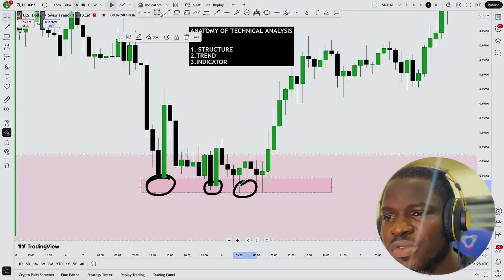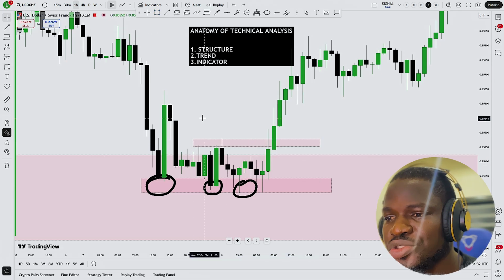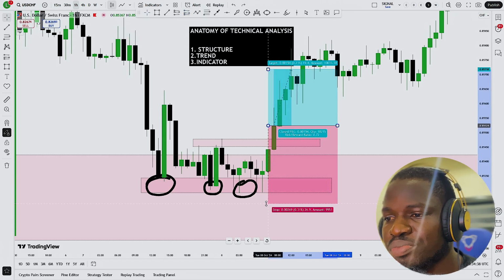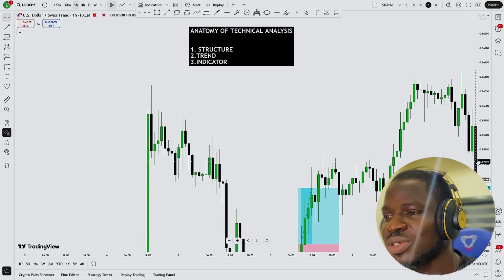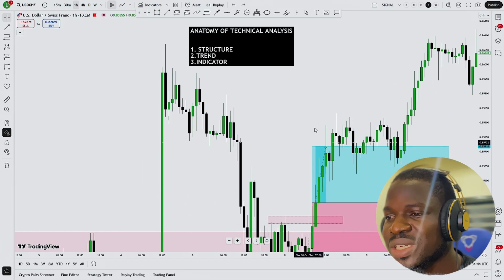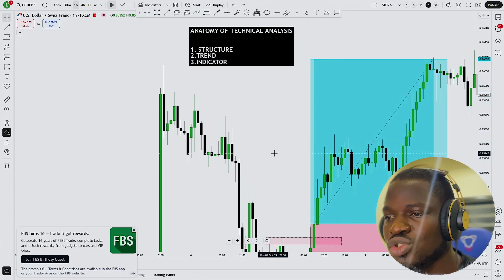Then you have to wait for price action to break the neckline of this triple bottom. Then after the breakout, execute your position, place your stop loss below here, then you target the next key level zone, which is the resistance key level zone.